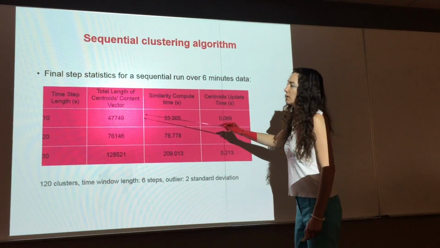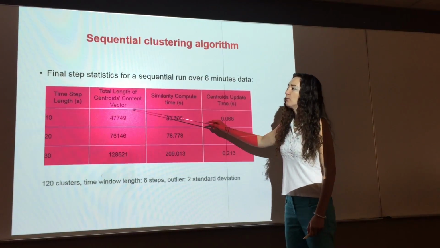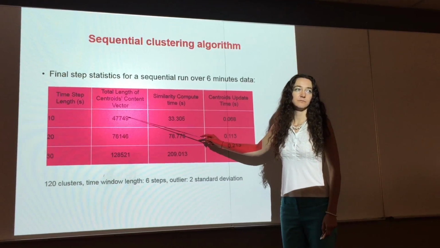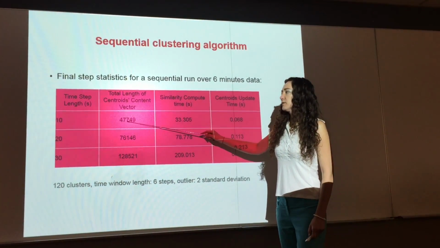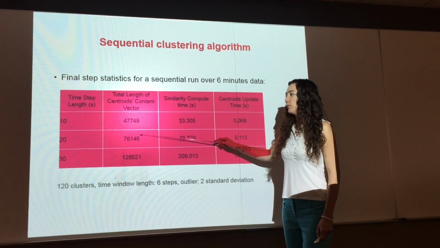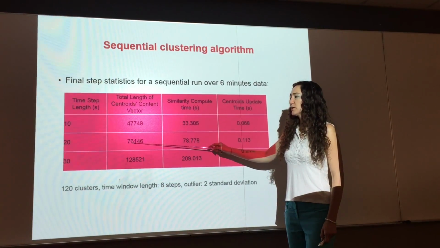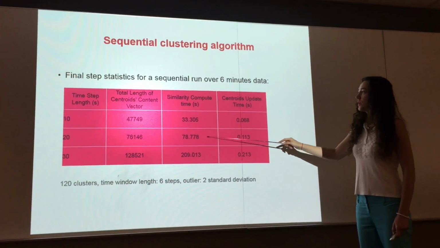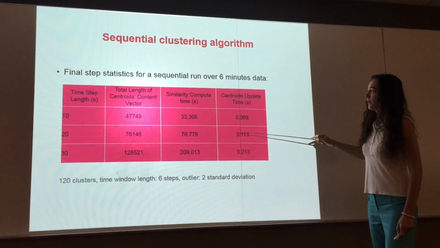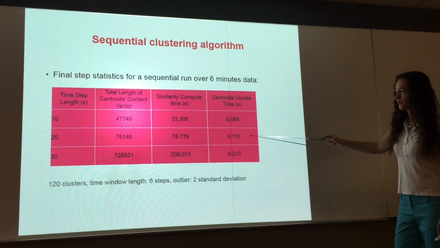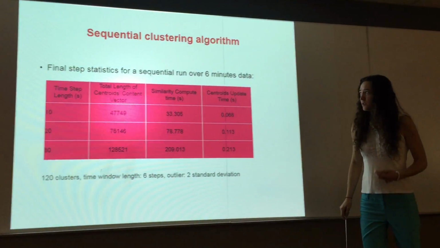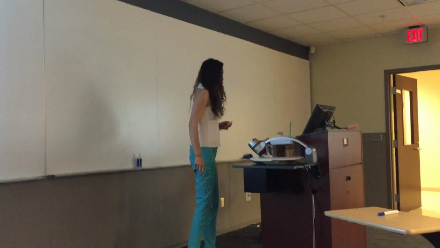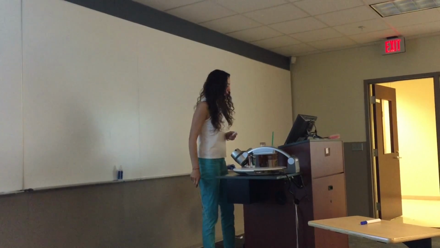Now, okay, how do we compute the center? Well, there were that many points that we had to take the average of. So there were 47,749 points. Now, if there is almost twice as much, 76,146, then you can see the time doubles for both to compute similarity and to update the center of the cluster. So this is if we were to do clustering with the sequential method.